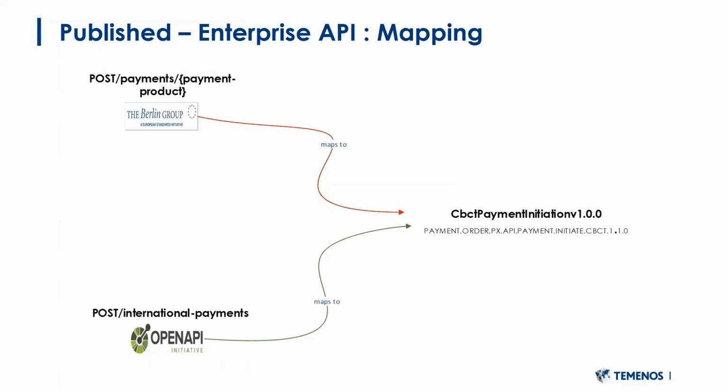So I already explained that published APIs or experience APIs need to be mapped to an enterprise API. Because we built enterprise APIs as all-encompassing ones, they are much bigger. But in the real world, you may not need all of them. So there is always a mapping to be done, and that mapping can be done within the tool.